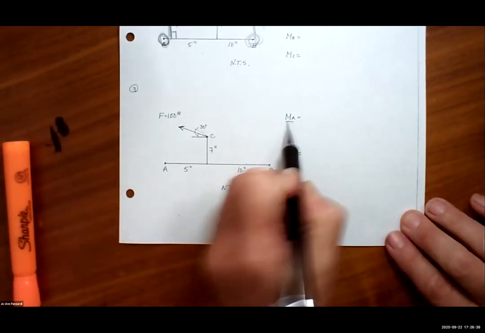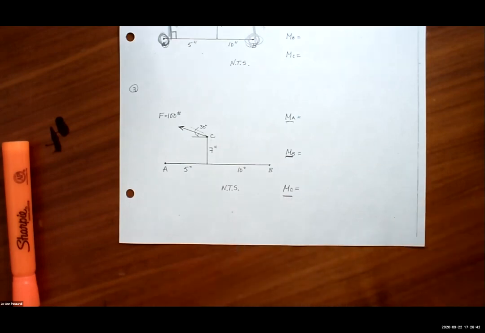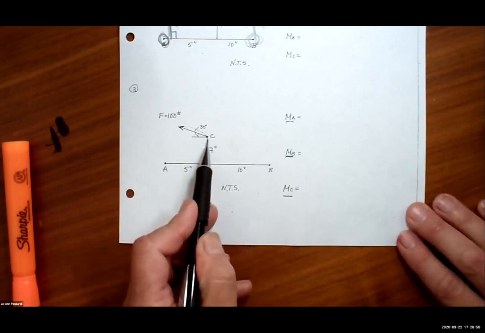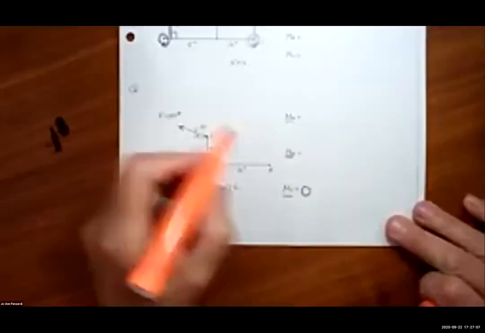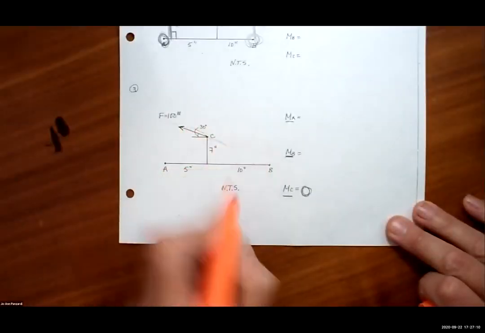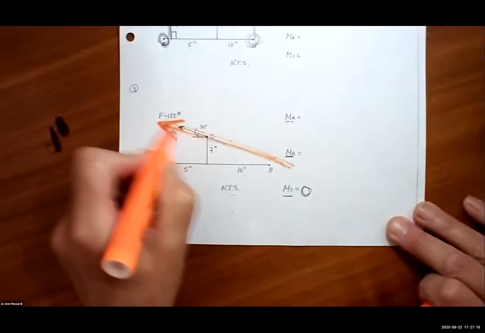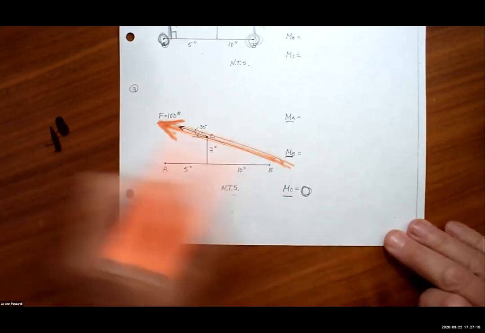Notice here, I want to find the moment about A, B, and C. We were at Gerardo last. Hyoji, where are you? Okay, Isaac. What's the moment about C due to this force here? 0. Why? Because the force passes straight through it. There's no lever arm. Okay, so if I drew this to scale, this is actually where the force is, right?